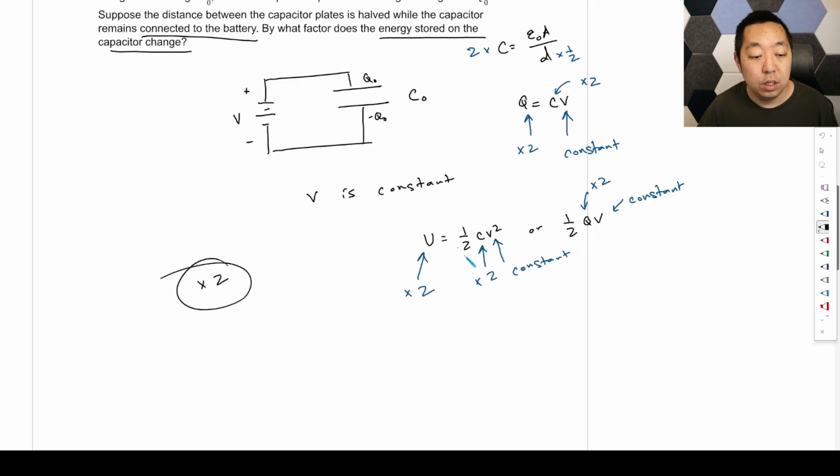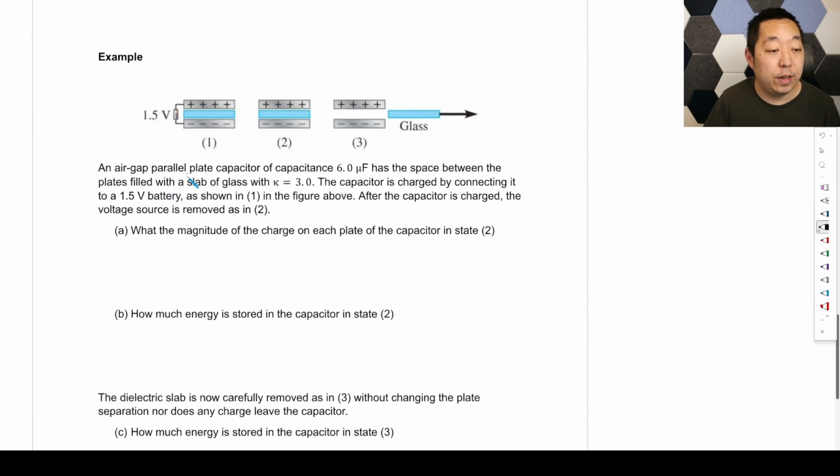Okay. All right. Let's look at another example. We have an air gap parallel plate capacitor, 6 microfarads.